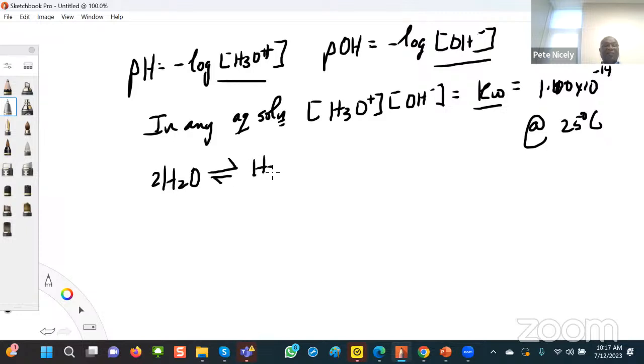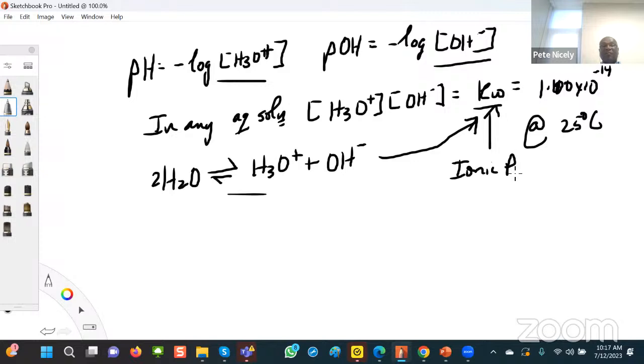You're going to have H2O plus H2O in equilibrium with H3O plus and OH minus, all right? This is the equilibrium system for which this is the equilibrium constant. So Kw is an equilibrium constant specifically applied to this equilibrium system. And the name given to this is the ionic product of H2O, all right? So that's basically the relationship that you're going to need in order to establish a relationship between this and this.